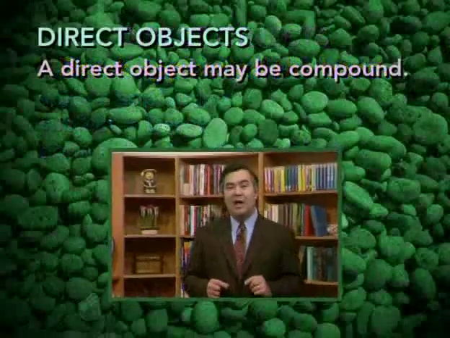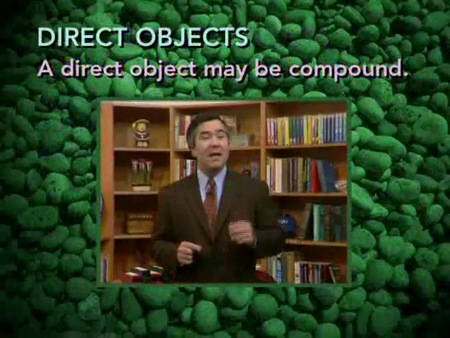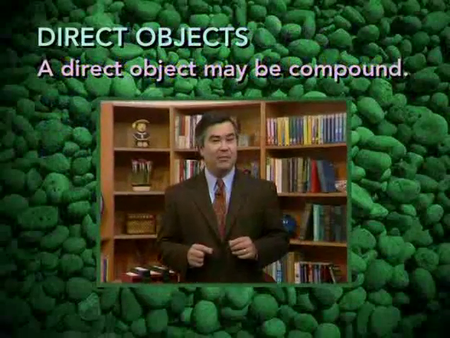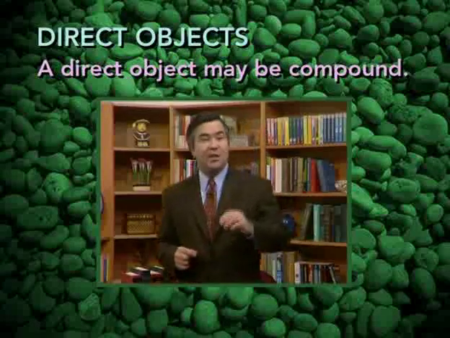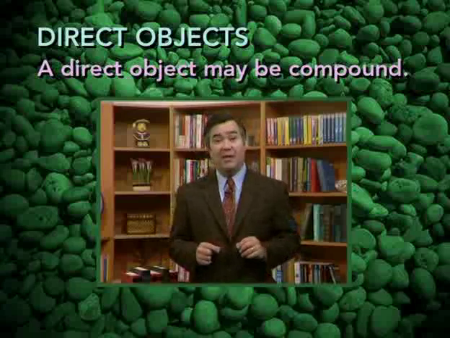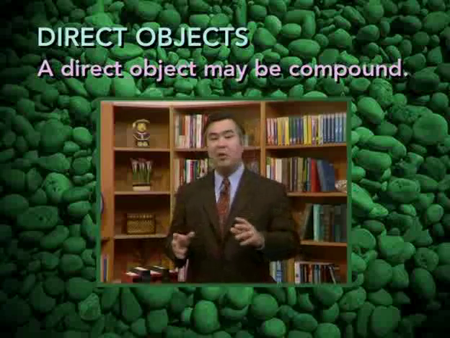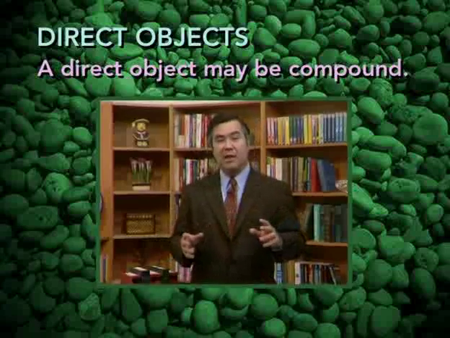One more thing to realize about direct objects: they may be compound. We've already seen in this series that both subjects and verbs may be compound. That is, more than one word may be part of the subject and the verb, and the two or more subjects or verbs would then be joined by a coordinating conjunction, such as and.